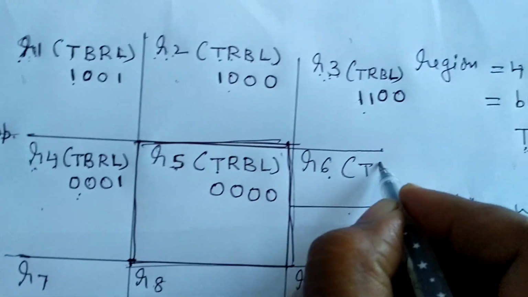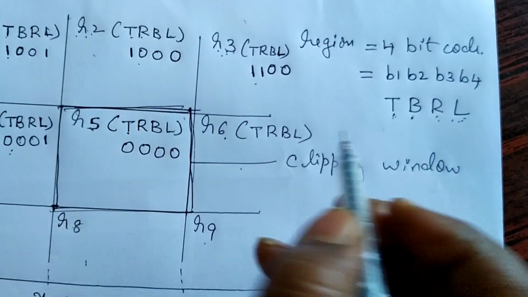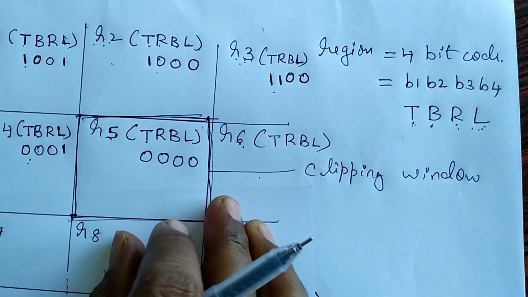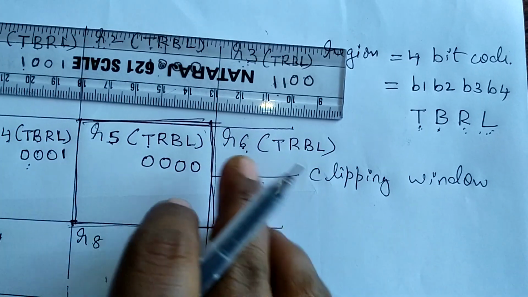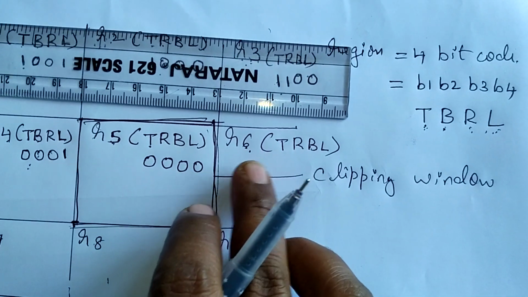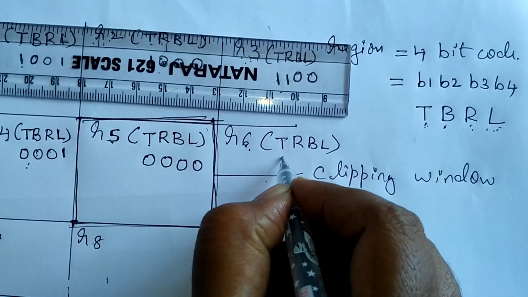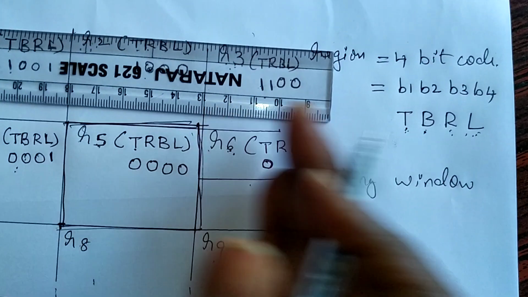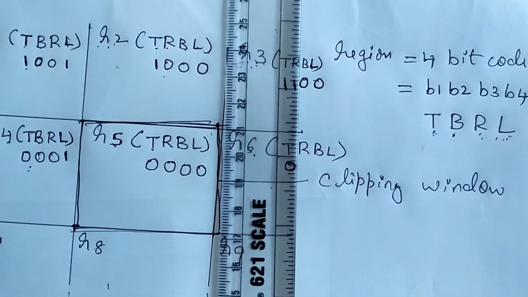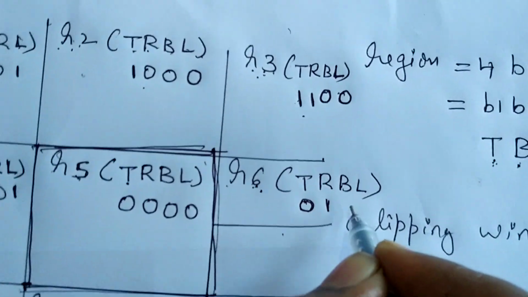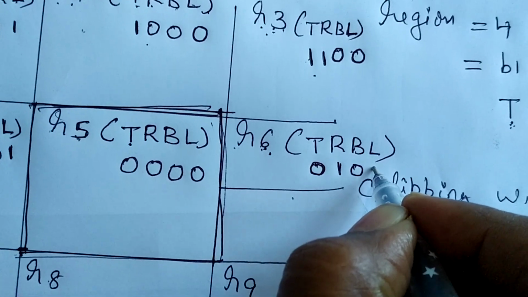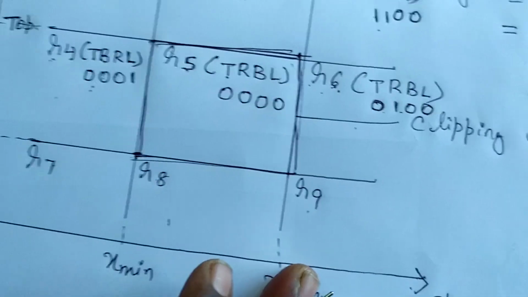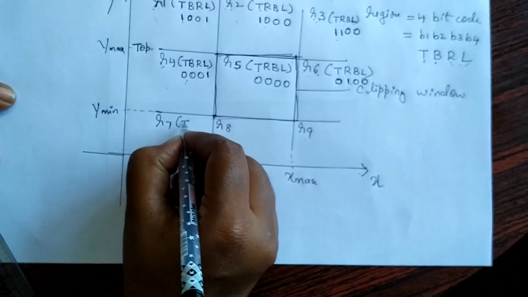Okay, next we'll go for region 6. For region 6 we will assign the bit code. Is region 6 present in the top of the window? No, the top of the window is this, and region 6 is located in the center, so the top bit T will be 0. Is it on the right side of the window? Yes, so this bit will be 1. Is it in the bottom? No, 0. Is it on the left side? No, 0. So this is the region code for R6. Similarly, we'll go for region 7.